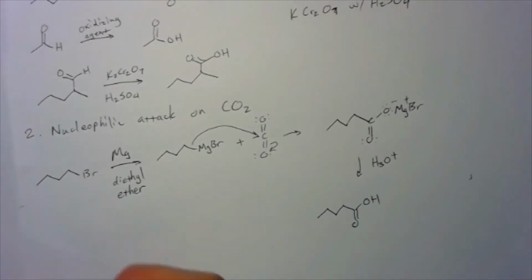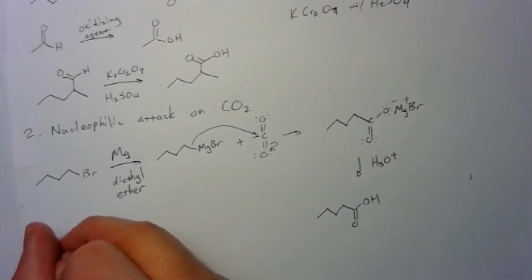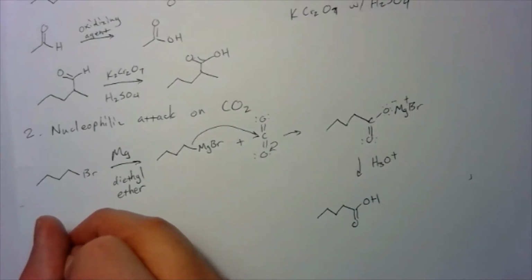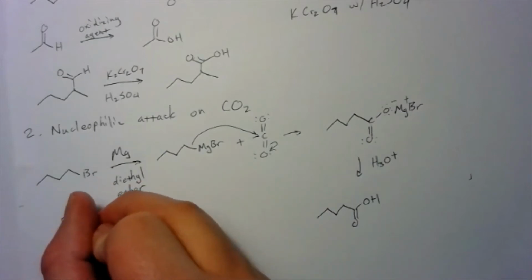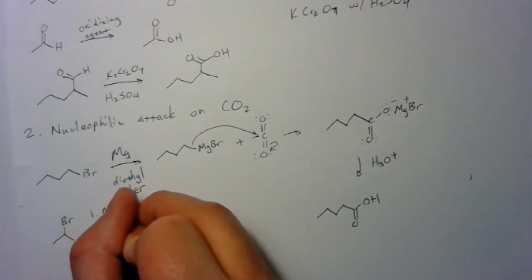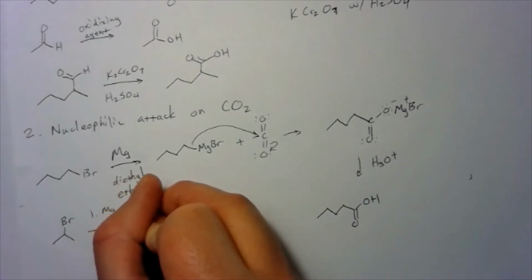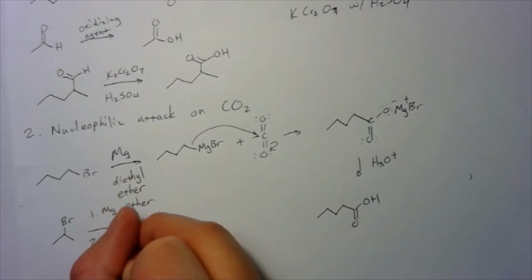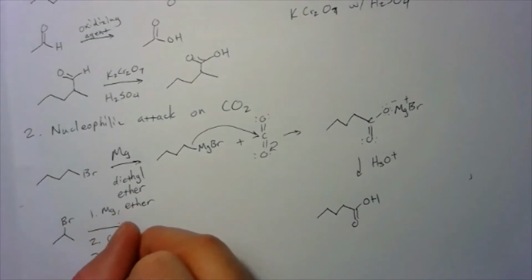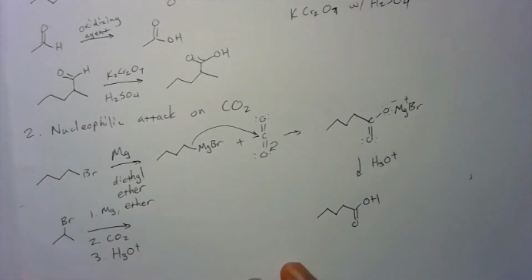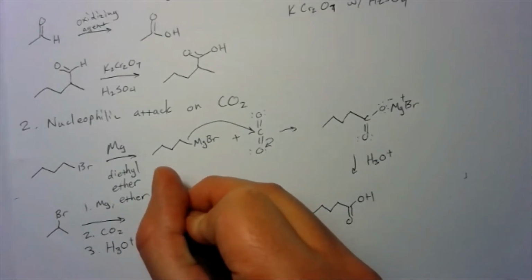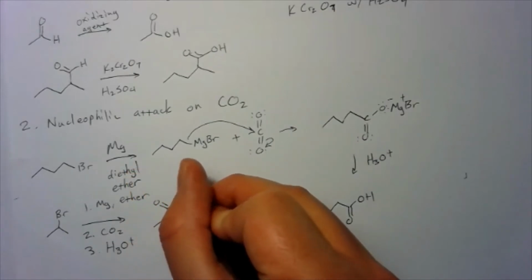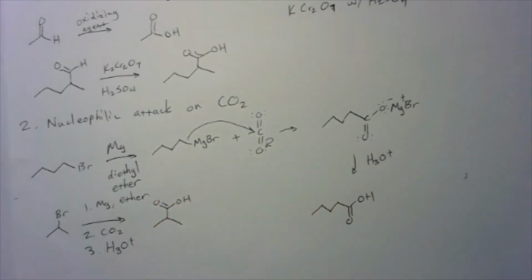So overall, this would be 3 steps, starting from our alkyl halide, adding magnesium in our ether. Second step would be carbon dioxide. Third step is adding that acid, which protonates our carboxylic acid. And we convert that into our corresponding carboxylic acid.